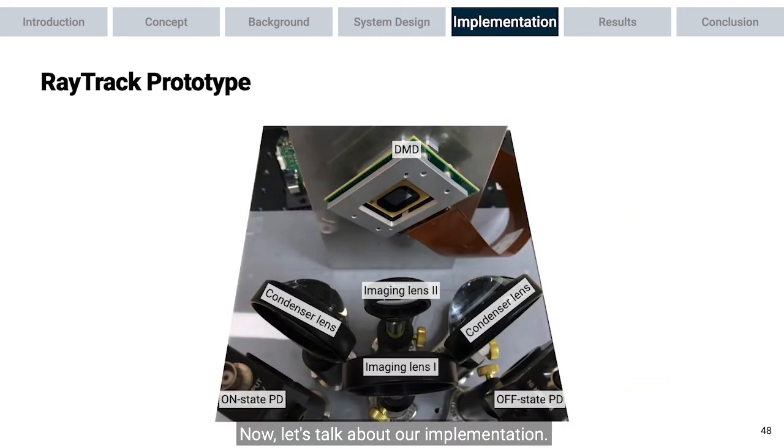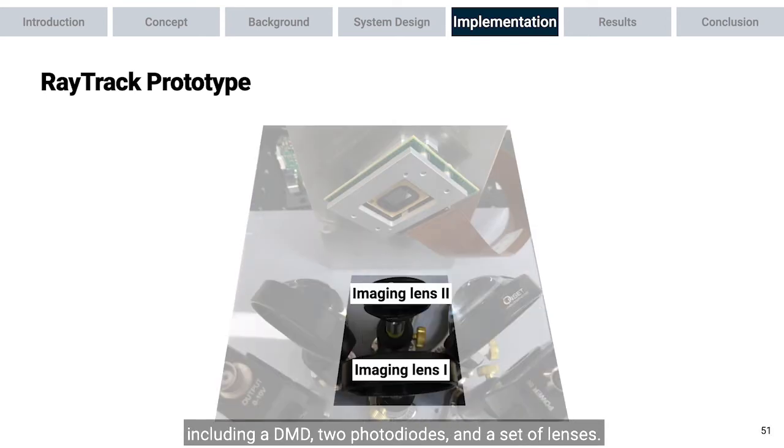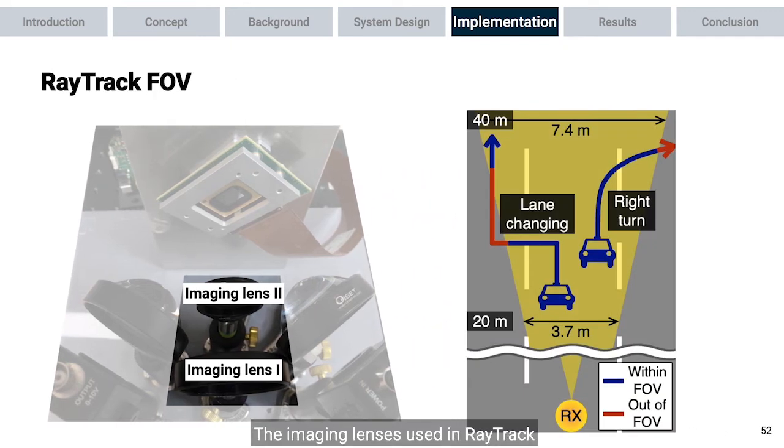Now let's talk about our implementation. This figure shows our prototype of RayTrack, including a DMD, 2 photodiodes, and a set of lenses. The imaging lenses used in RayTrack create a detection field of view covering a lateral distance of 3.7 meters at a longitudinal distance of 20 meters. Therefore, a transmitting car taking right and left turns or making lane changes will be covered by the detection field of view in most cases.